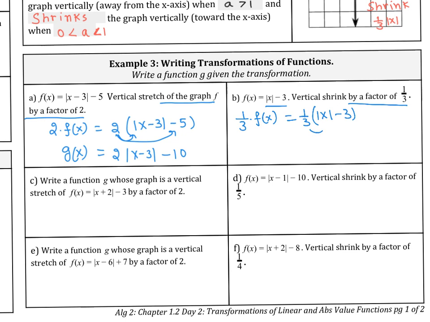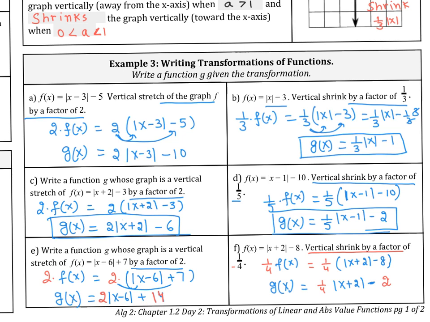You're going to distribute that inside. So you're going to get 1 over 3 absolute value x minus 3 times, or 1 over 3 times 3, that cancels. And then the final function would be 1 over 3 absolute value x minus 1. And we can name that new function as g(x). And g(x) is a function that is a vertical shrink of the original function f(x) by a factor of 1 over 3.